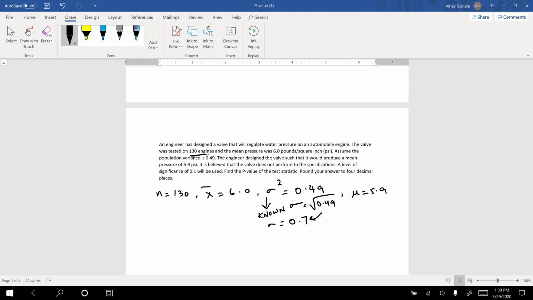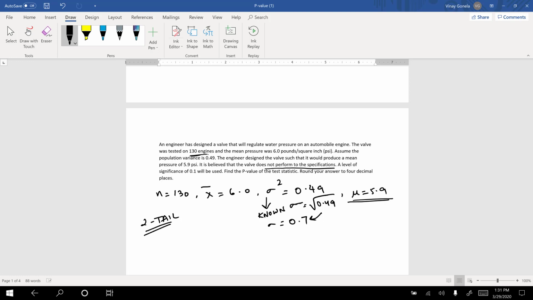So the next thing is we have to determine whether it is a one-tail problem or a two-tail problem. They say it is believed that the valve does not perform according to the specification. So if mu is 5.9 and someone says it does not perform according to the specification, it might be generating less than 5.9 pressure or more than 5.9 pressure. So it's a two-tail problem. So we can evaluate both sides of a normal distribution curve.